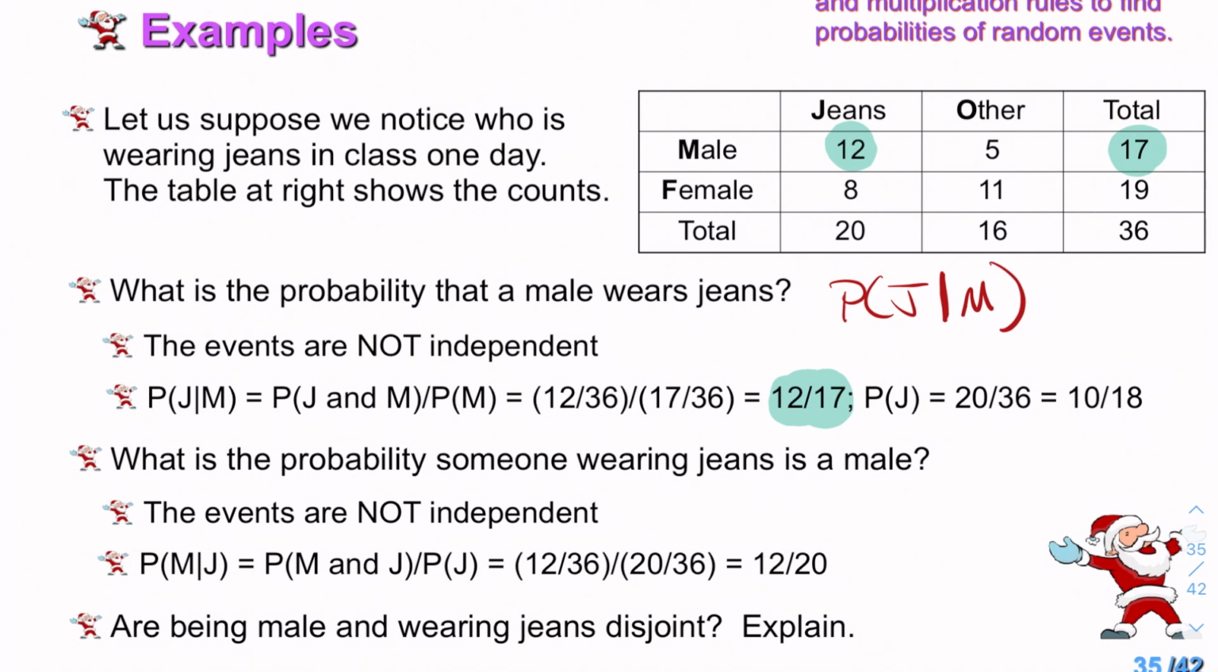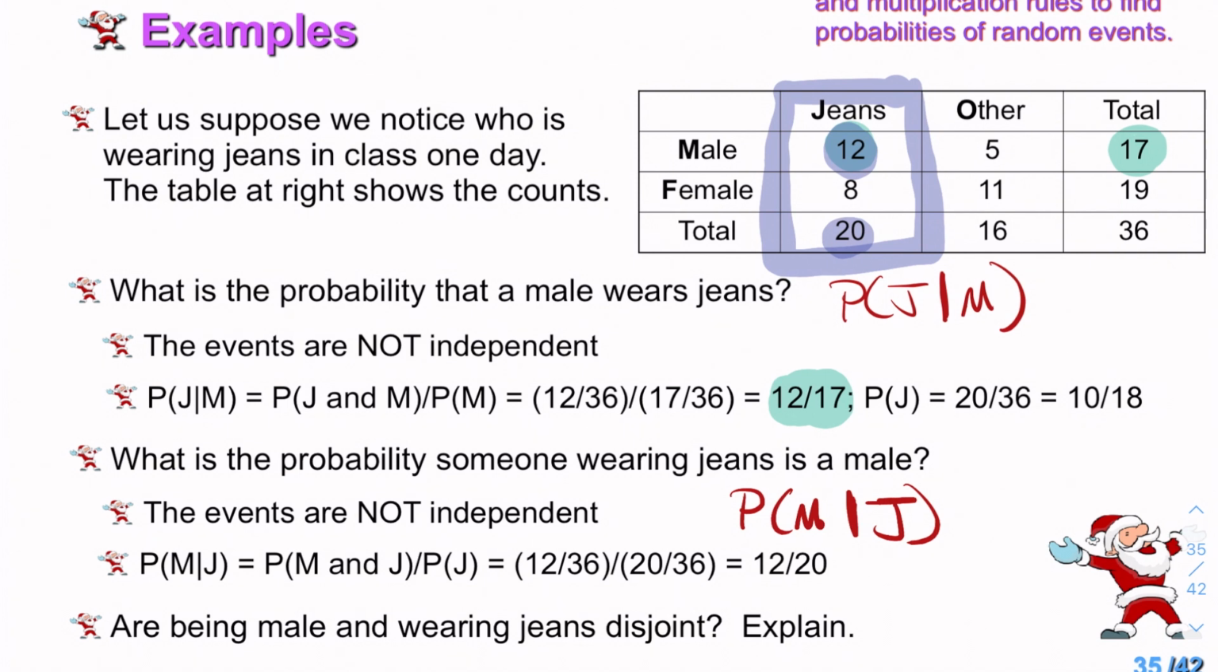What's the probability someone wearing jeans is male? Again, this is the reciprocal of this. This is the flip. So what's the probability that they are male given they're wearing jeans? So let's switch to a slightly different color. Again, our intersection is 12, but this time we're saying we are given that they're wearing jeans. So it'd be 12 out of 20.